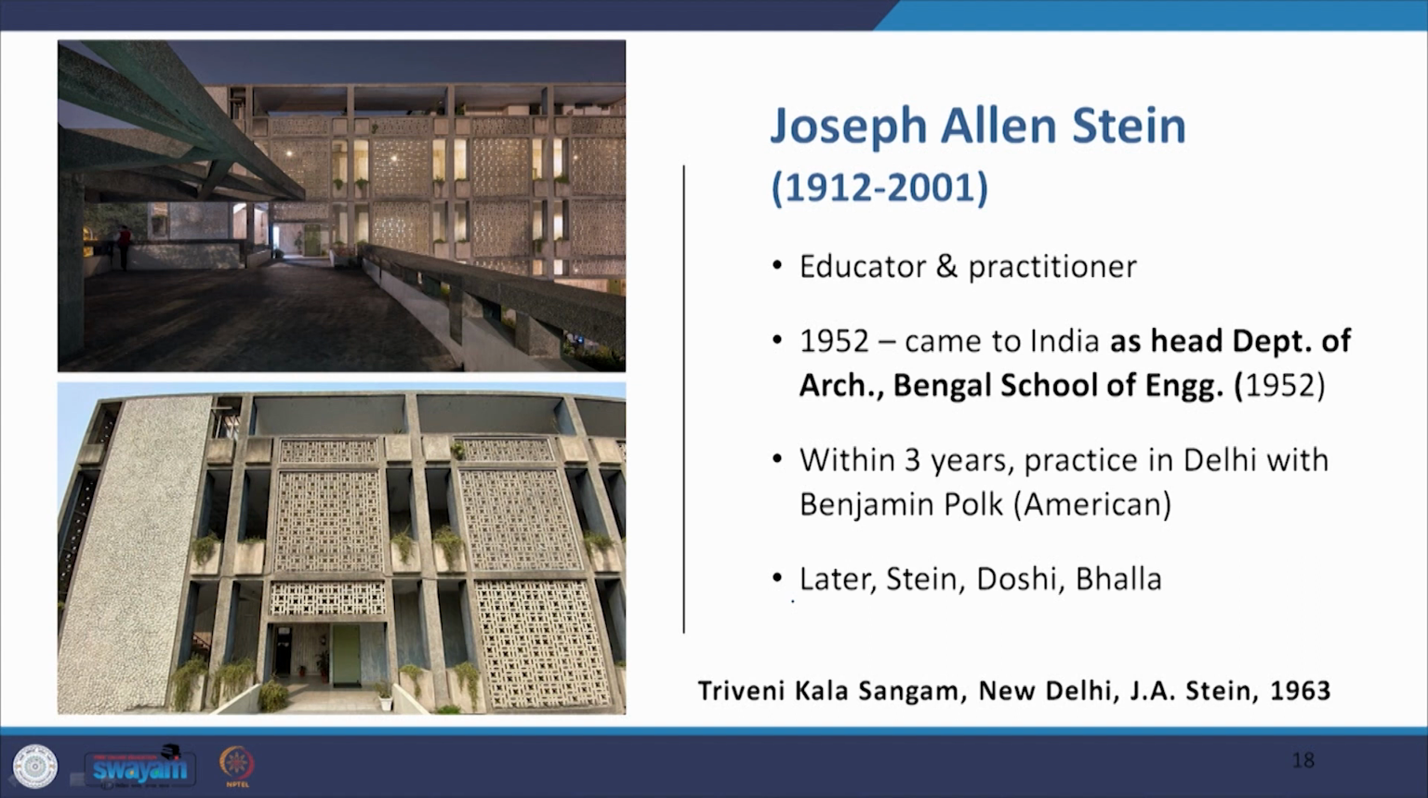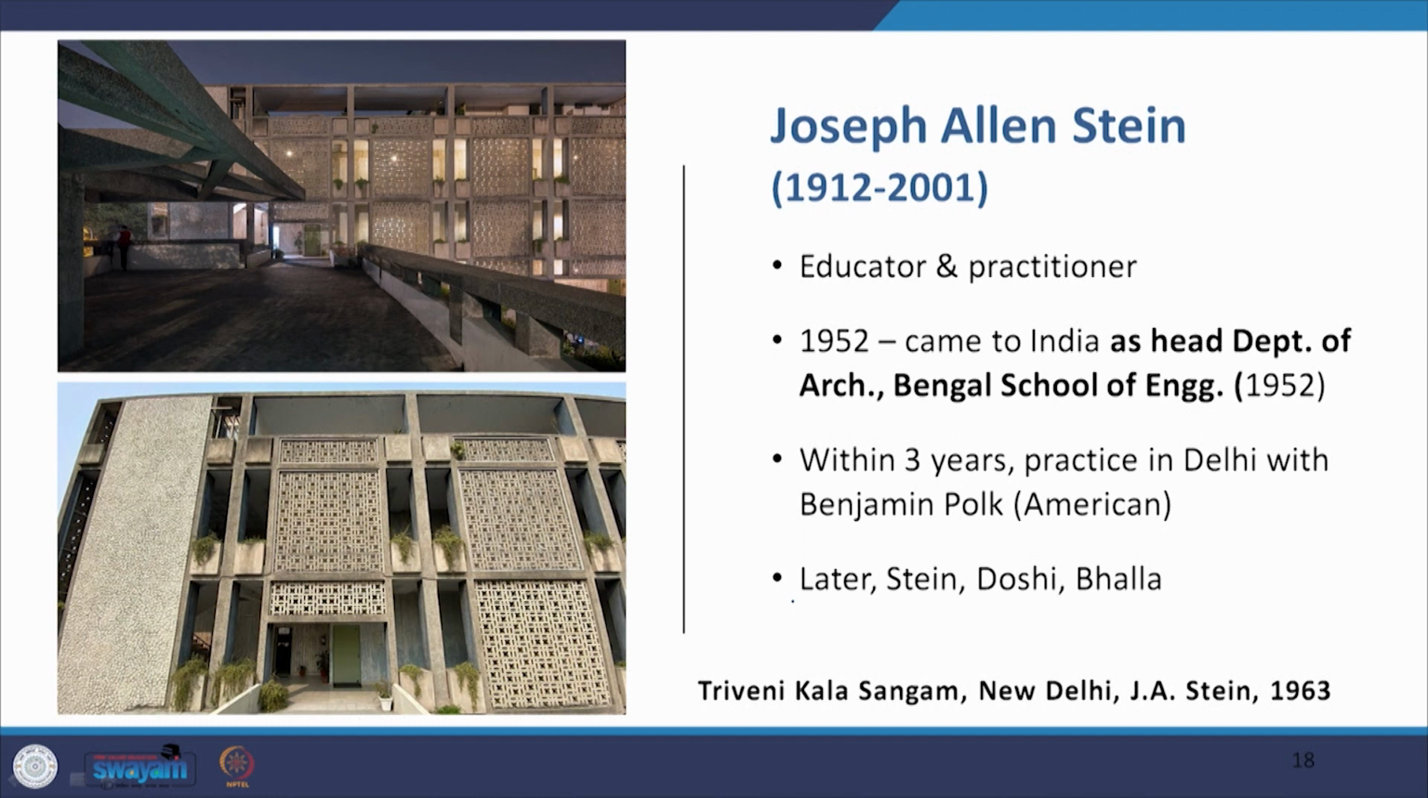Then the third is Joseph Allen Stein from 1912 to 2001, both an educator and a practicing architect. In 1952 he came to India as the head of the Department of Architecture of Bengal School of Engineering. Within 3 years he had established a practice in Delhi with Benjamin Polk, and later on he teamed up with Doshi and Bhalla to form Stein, Doshi and Bhalla.